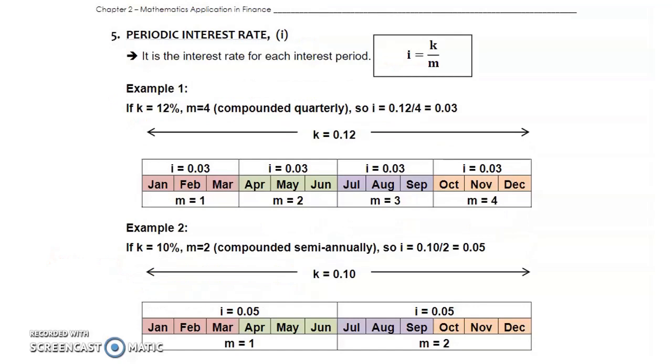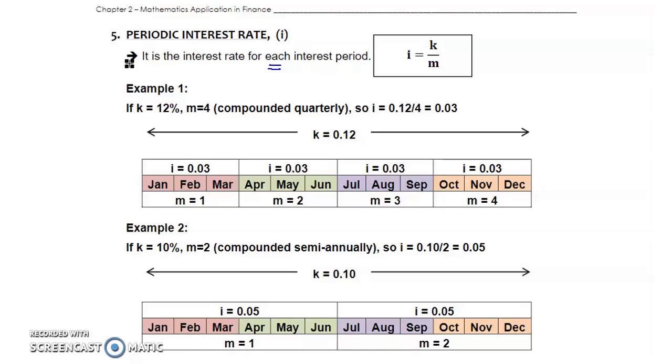Okay, now look at periodic interest rate. Previously, nominal rate, value K, was the rate for 1 year. Now I is the rate for each interest period. Just now for interest period, we have compounded quarterly, compounded semi-annually, compounded every 2 months, compounded every 4 months. So that is interest period.